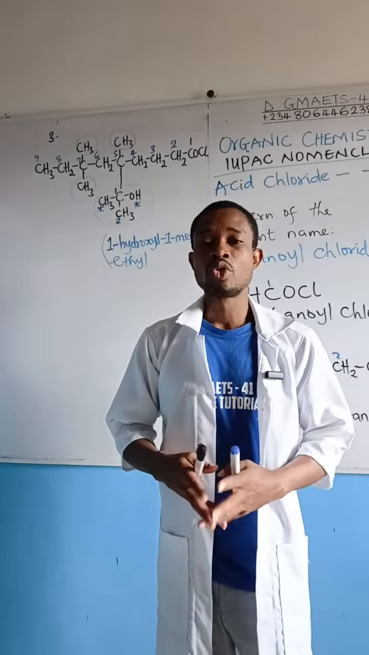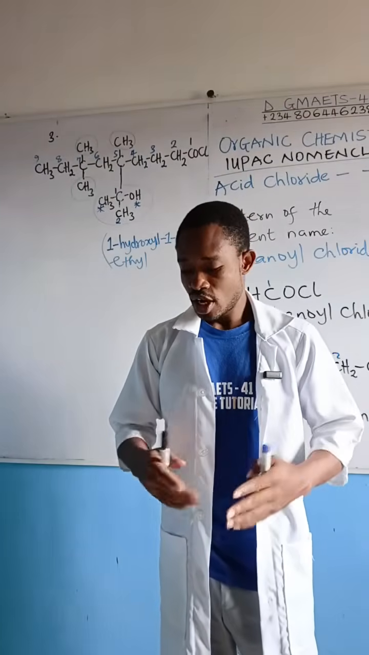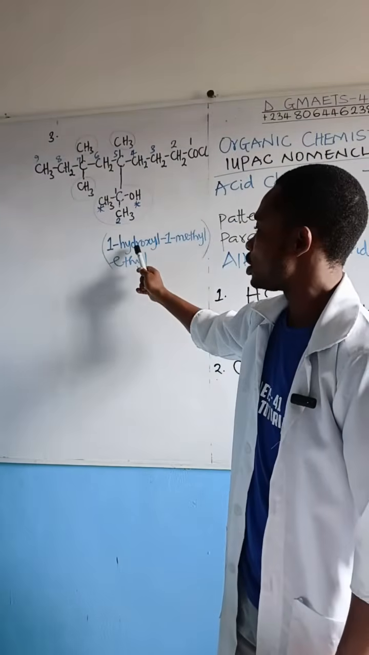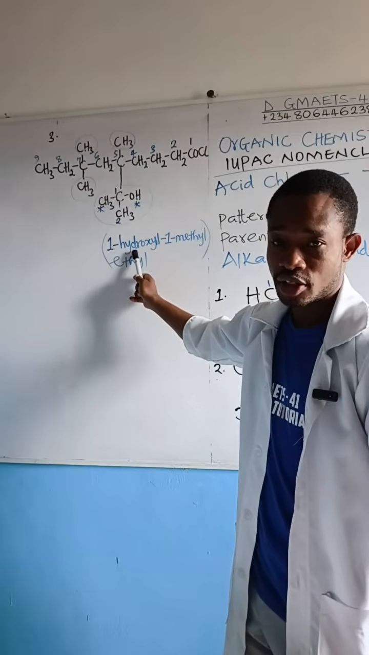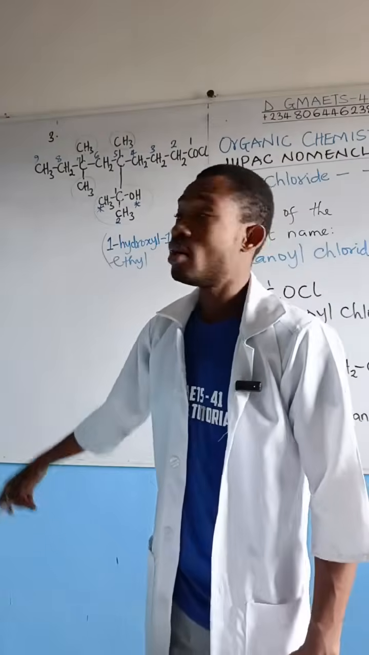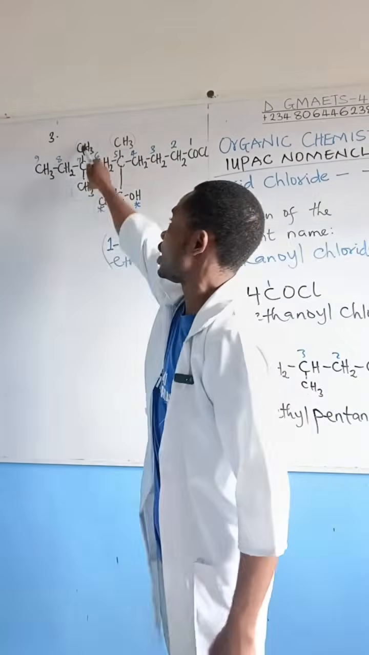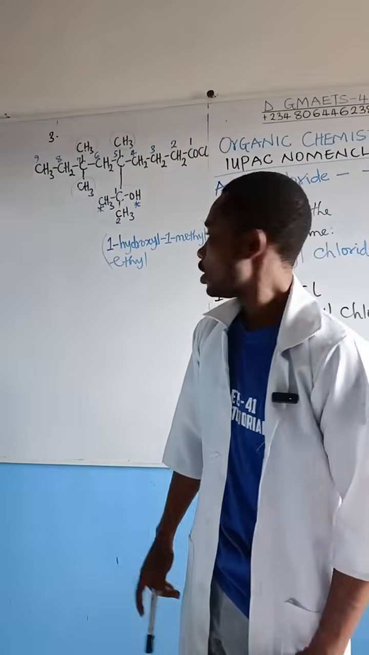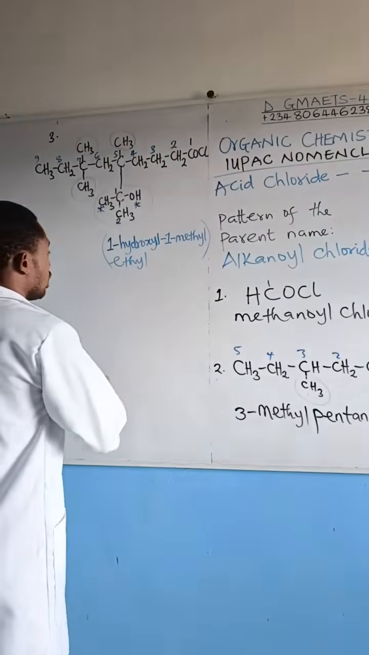H and M, which will come first? H will come first, which means we have to mention this substituent first, this attachment. We have to mention it first before mentioning the other 3 methyls. Okay, so having analyzed that, let's go.